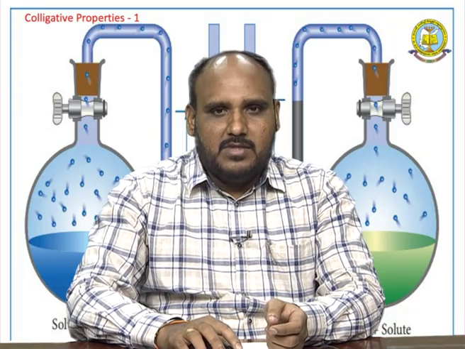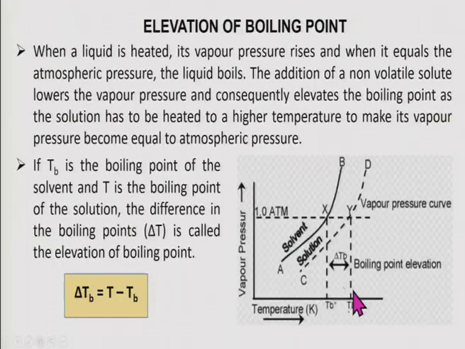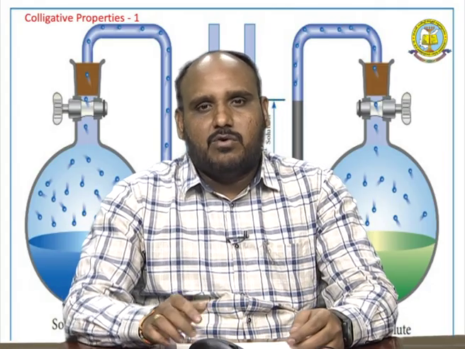boiling point. If we see the graph plots of AB and CD, the vapor pressure curves between temperature and vapor pressure, here X is the pure solvent, so here the boiling point is TB. When we add a non-volatile solute to the solvent which forms a solution, at point Y we are getting the boiling point, so the boiling point of the solution is increasing. Compared to the solvent, the solution boiling point increases. So, the difference between these boiling points is known as elevation of boiling point.